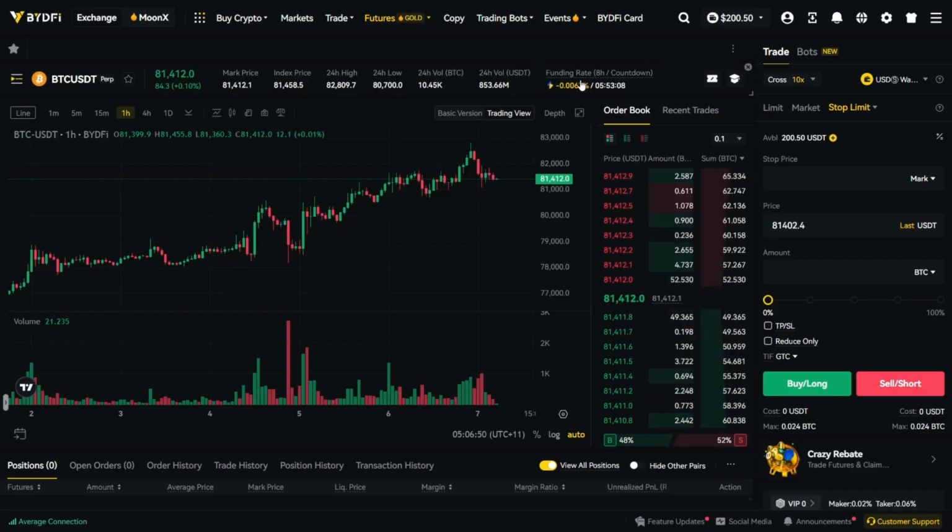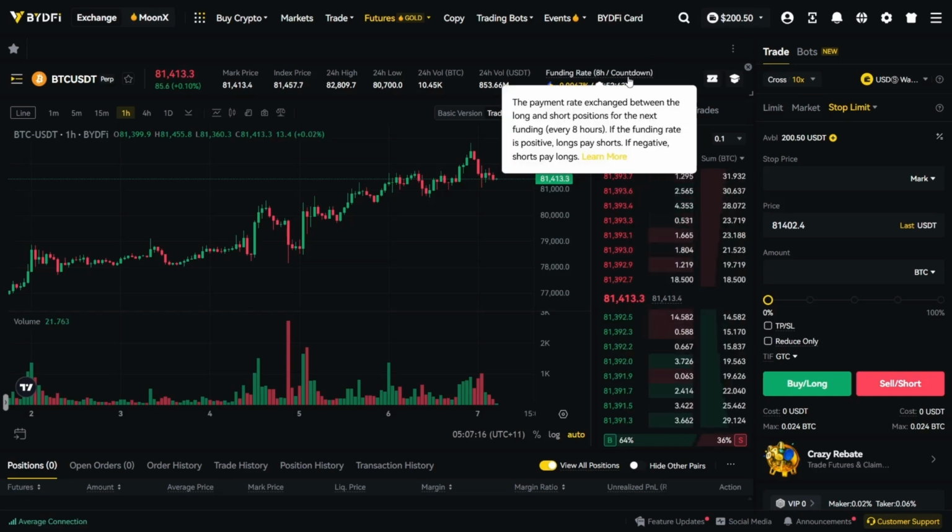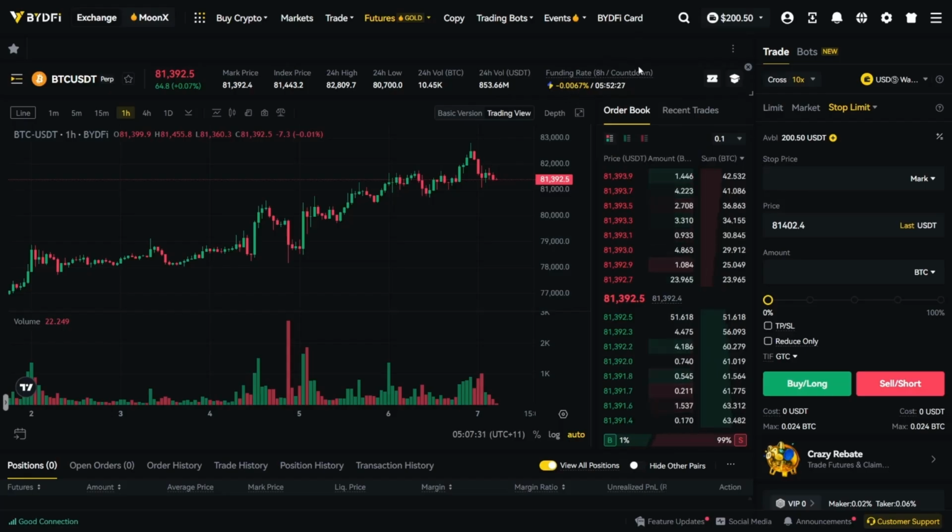On the right, we can see something called funding rate / 8-hour countdown. The funding rate is a small fee paid between traders to keep the futures price close to the spot price. If the rate is positive, long positions pay shorts, and if it's negative, shorts pay longs. So right now we can see it is negative, so shorts would be paying longs. The 8-hour countdown right here shows you when the next funding payment happens. Most exchanges use 8-hour blocks. If you're holding a position when the timer hits 0, you'll either pay or receive that funding fee depending on if the rate is negative or positive.